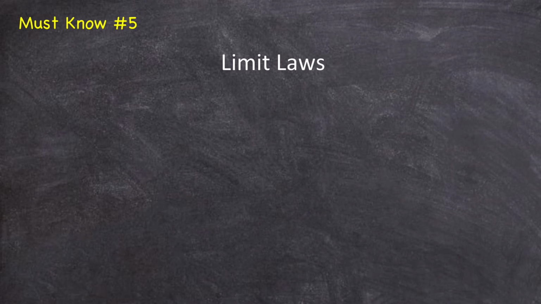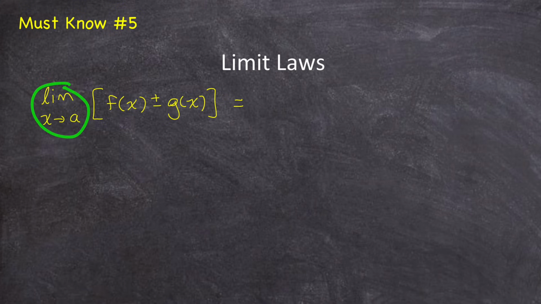The first law is the limit of a sum of functions. I know that would be equal to the sum of the limits. So the limit as x approaches a of f of x plus or minus g of x would be equal to the limit as x approaches a of f of x plus or minus the limit as x approaches a of g of x.